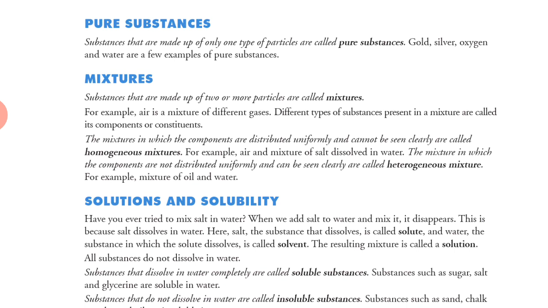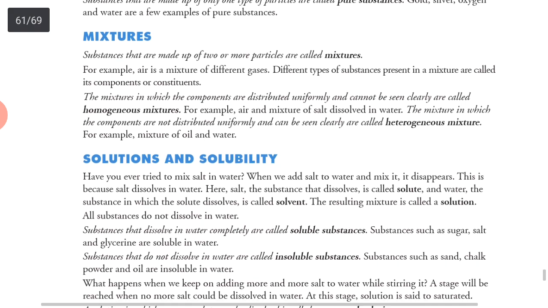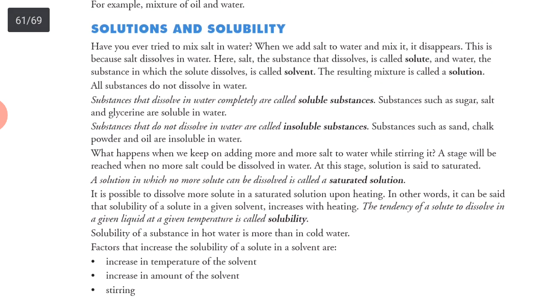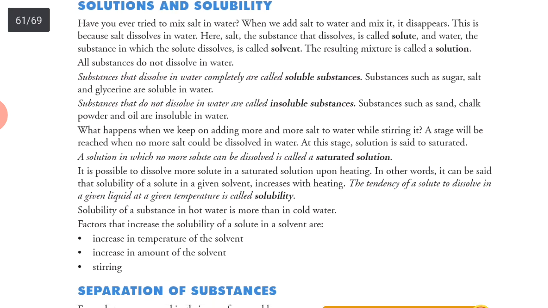Substances that dissolve in water completely are called soluble substances, and the substances which do not dissolve in water are called insoluble. Examples of soluble are sugar, salt, and glycerin, and insoluble are sand, chalk powder, and oil. Okay, what happens when we keep on adding more and more salt to water while stirring it?